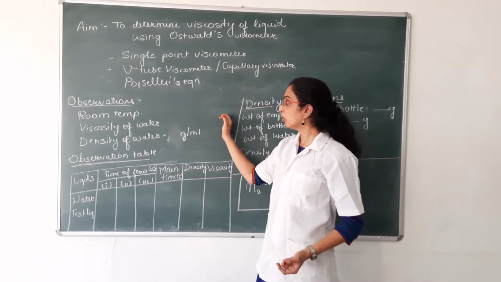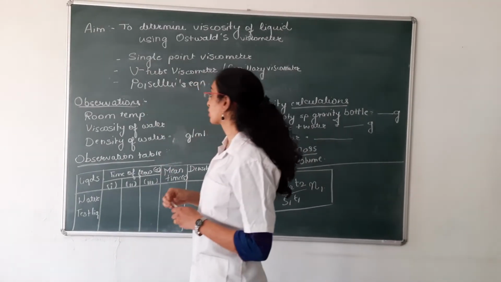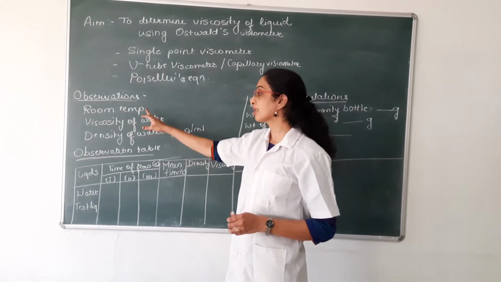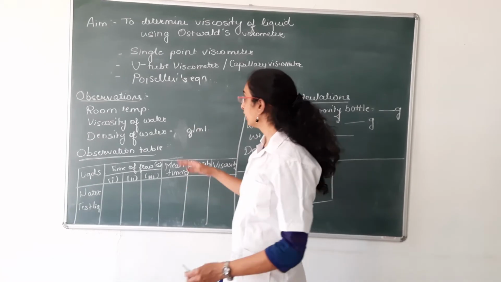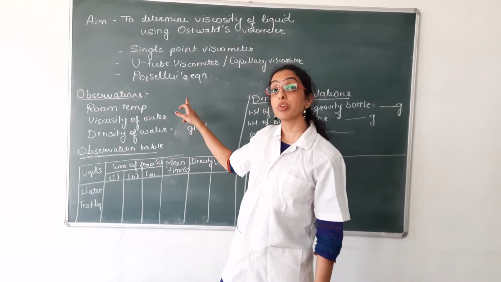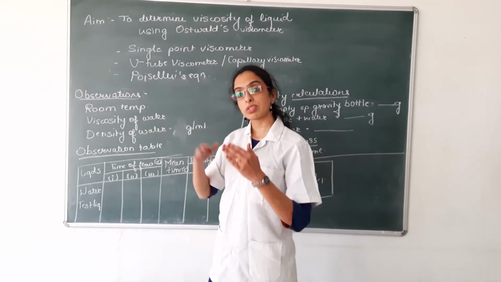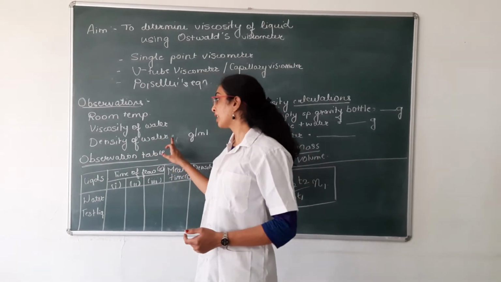So now what are the observations for Ostwald viscometer? Basic observations required are the temperature of the room in which you are determining the viscosity. Then the viscosity of water. Water will be used as a reference fluid. So first we will have to determine the viscosity of the water. Then we have to determine the density of the water.